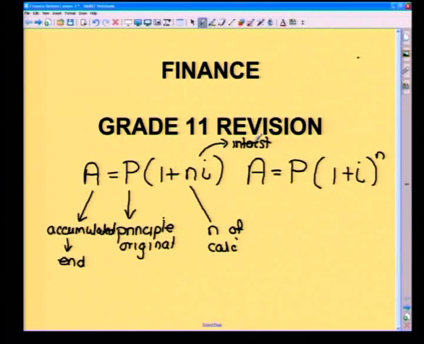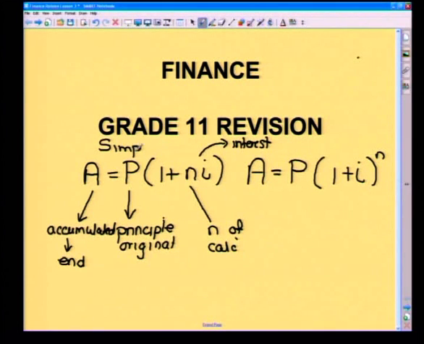Now, in grade 11, we learned that the interest rate doesn't always have to be a yearly interest rate. It can be calculated at various intervals. However, this formula I've just gone through with you is the simple interest formula. Now, we're going to spend some time talking about the difference between simple interest and compound interest. In the second formula, the variables still mean the same thing, but now we're dealing with compounded.